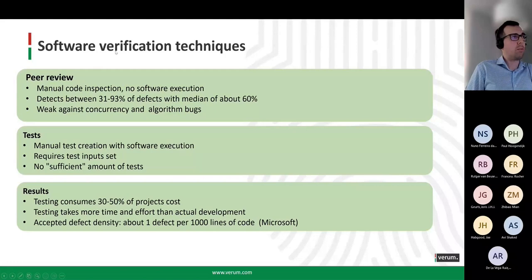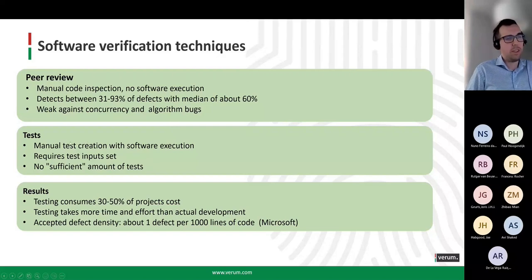We have different software verification techniques. The most popular is the peer review, so manual code inspection. With numbers like 31 to 93% of defects being found, we can say that these techniques are pretty weak against concurrent systems and advanced algorithms, where we have multiple states and multiple scenarios that can happen, and it's really hard to predict just by reading the code.